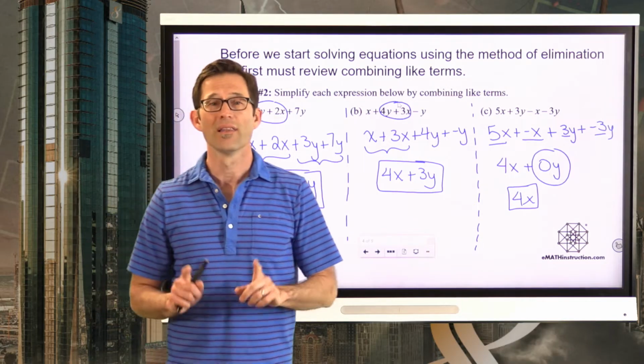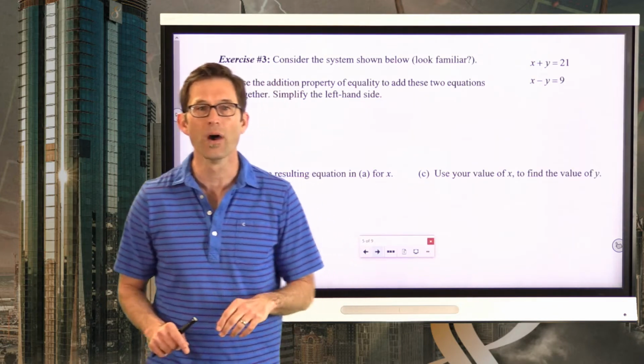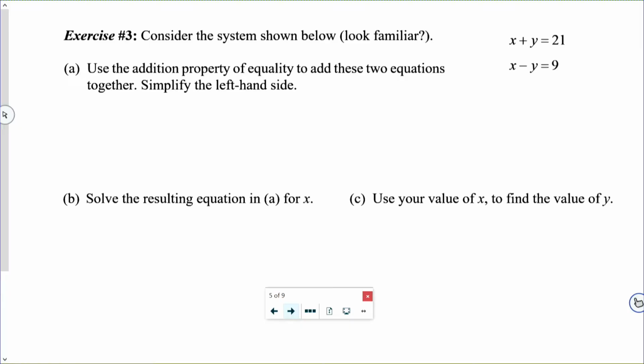So now, let's learn the method of elimination. All right, here we go. Exercise number 3. Consider the system shown below. It should look familiar. x plus y equals 21, and x minus y is equal to 9. Letter A. Use the addition property of equality to add these two equations together. Simplify the left-hand side.